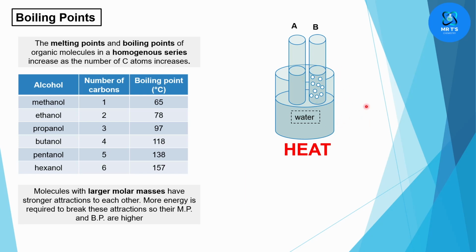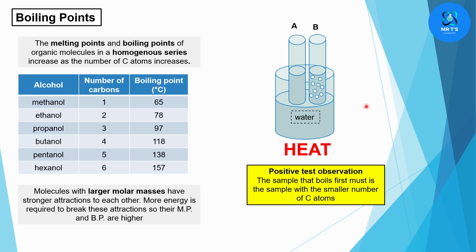So in this test, the sample that boils first must be the sample with the smallest number of carbon atoms. Now, we can only use this test if both of these molecules that we have to distinguish between are in the same functional group. They're all alkanes, or they're all alkenes, or they're all alcohols. And that is how we could use this water bath test to determine the boiling points and hence distinguish between two different organic molecules in the same homogeneous series.